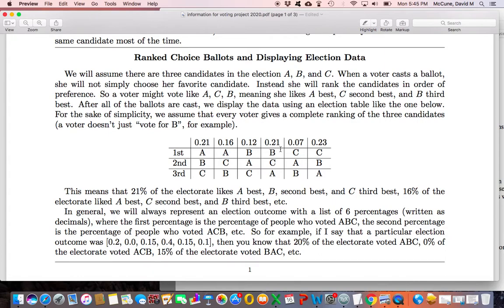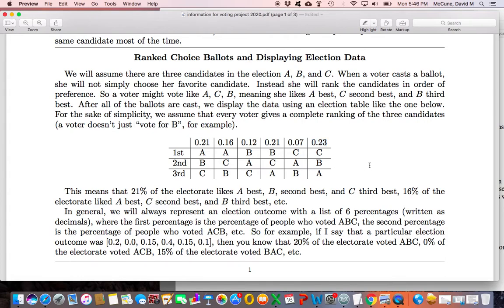Here's the election, right? Think about A versus B, where C is gone. Imagine going to this electorate and asking, forget about C for a second, who do you like better, A or B? Well, these 21% of people like A better than B. These 16% of people like A better than B. These 12% of people like B better than A. These 21% of people like B better than A. These 7% of people like A over B. They, of course, like C better than anybody else, but if you're just thinking about a head-to-head matchup between A and B, this 7% of people likes A over B, and finally, this 23% of people prefer B to A.